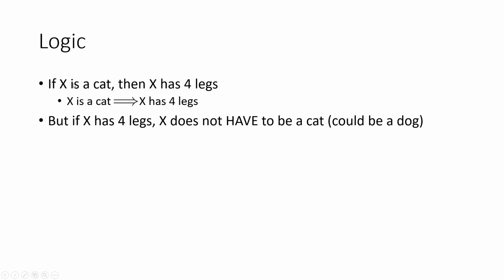However, let's now assume the contrary. X has 4 legs implies X is a cat. Well, this is just not true. If X has 4 legs, X could be a dog. X could be any animal which has 4 legs. So the way we would write this is that X has 4 legs does not necessarily imply X is a cat. Of course, it could. We're just saying that this doesn't necessarily imply X is a cat. There are more things which have 4 legs. So just because one thing implies the other does not mean that the other implies the first.